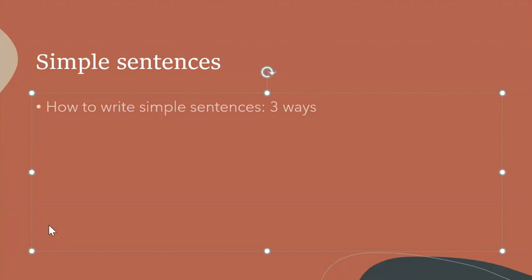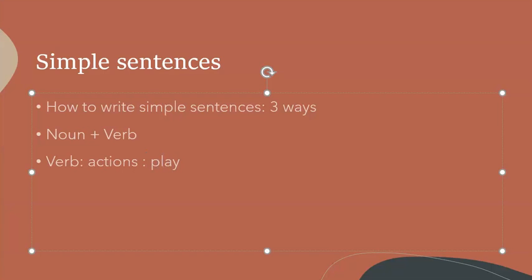Okay, hello again. Now I'm going to explain to you how to write simple sentences. There are three ways of writing simple sentences. The first way is the easiest, where you have noun as the subject and then you have verb. Okay, you might ask me what is verb. Let me explain to you what is verb. Verb is actions. Okay, what are actions?